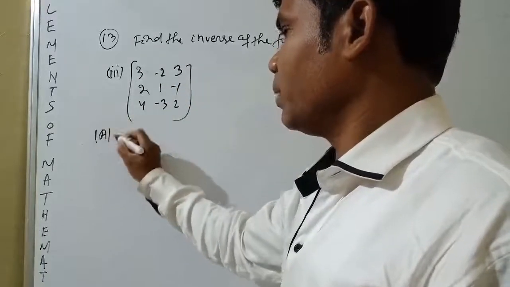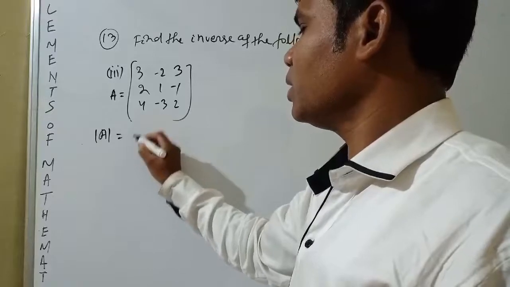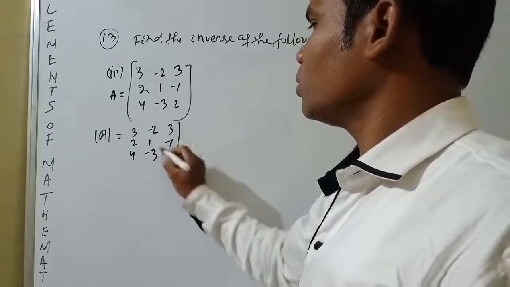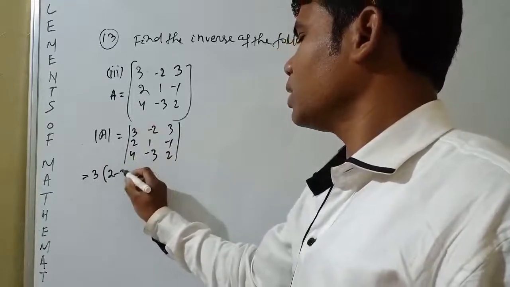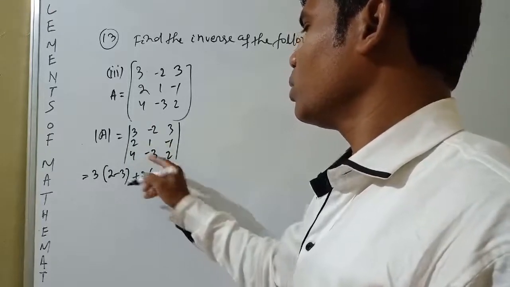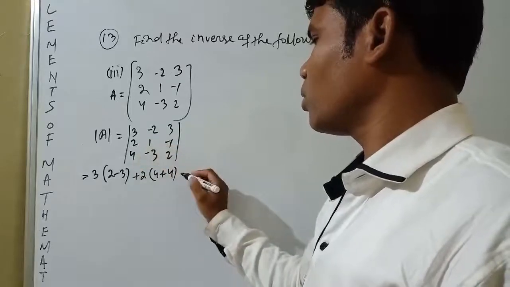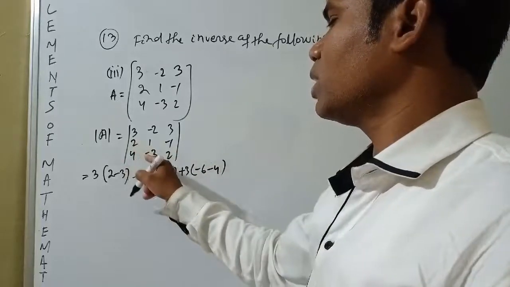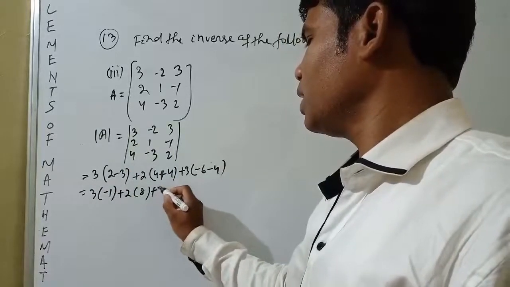You say at first you find, suppose this is equal to A, it has to find mod of A, that is determinant of A is equal to how much. You see, 3 into (2 minus 3) minus (minus 2) into (2 plus 4), plus 3 into (minus 6 minus 4). That is equal to 3 into minus 1, plus 2 into 8, plus 3 into minus 10.